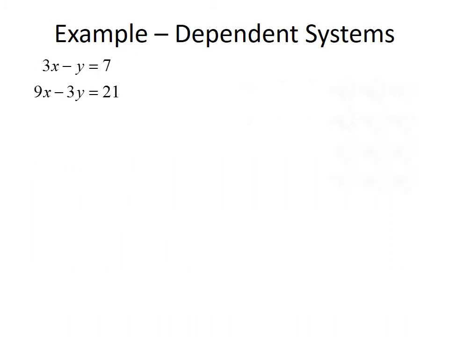Now let's look at an example that's going to result in a dependent system. We have 3x minus y equals 7 and 9x minus 3y equals 21. I'm going to continue using the elimination method, so if I want to eliminate my x variable, I'll multiply the first equation by negative 3. So that'll give us negative 9x plus 3y equals negative 21, and 9x minus 3y equals 21.